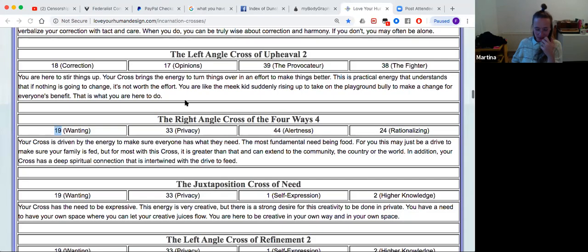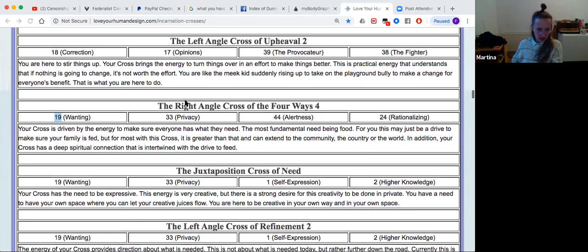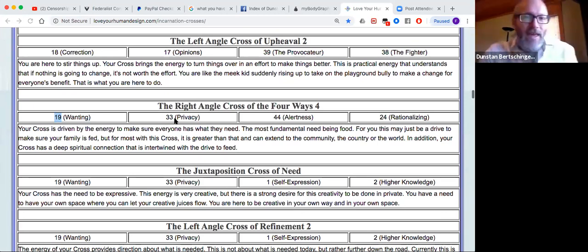Oh, actually, there is one thing I want to talk about. Martina, do you know much about your incarnation cross? I wanted to ask the same. I just read that it's an incarnation cross of the 4 Ways, so 4 different aspects. What's very interesting is, let's just check this. You've got the 19, the 33, the 44, and the 24. Now I think that all of those are part of your channels.